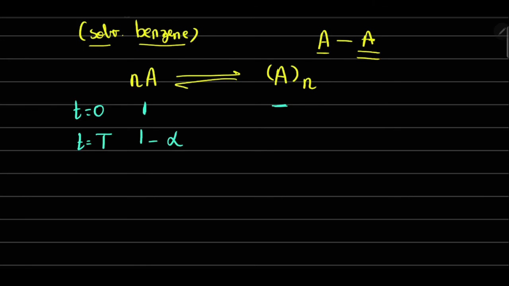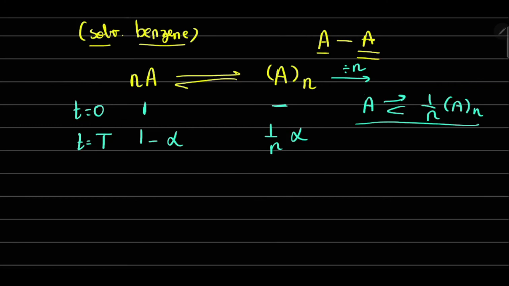So we will get 1 minus alpha, and here we will get 1 by n into alpha. So how did we get this? You can think of it like this. You can divide the whole reaction by n, and you can rewrite it as A gives 1 by n of An. So in this case, similar to the previous one, we are having 1 minus alpha and 1 by n alpha. So this is the way you can remember it. So now let me erase that. This is the final chemical equilibrium parameters for this reaction.